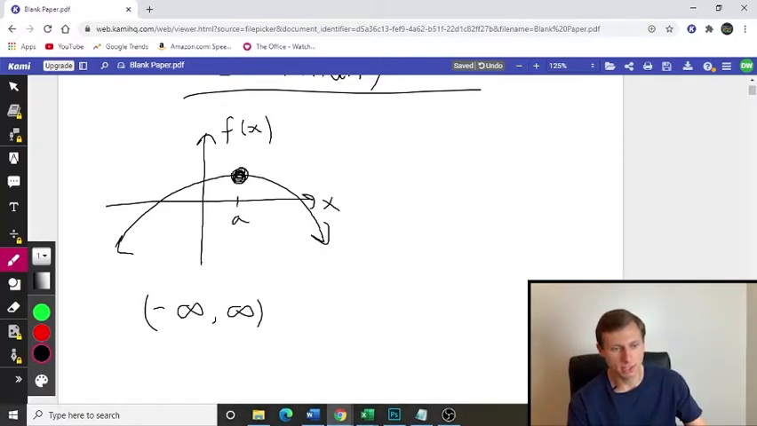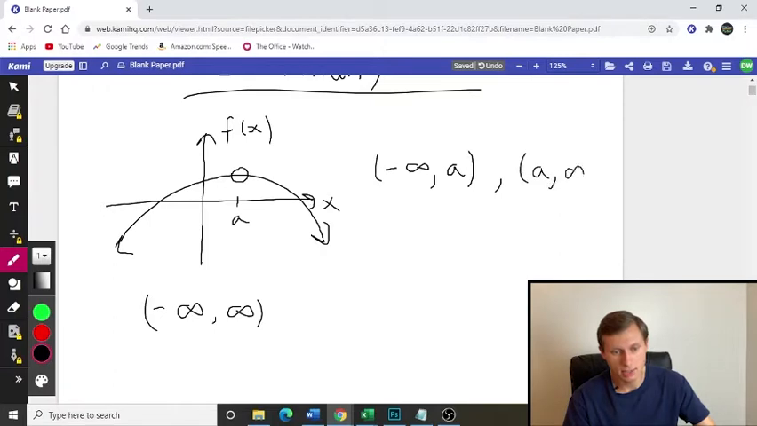In other words, that has to be closed. It has to be closed everywhere. The function has to exist everywhere. And if it doesn't, then what we can say is it's continuous on some kind of region. And the region here would be negative infinity to A, parenthesis, comma, parenthesis, A, comma, infinity.